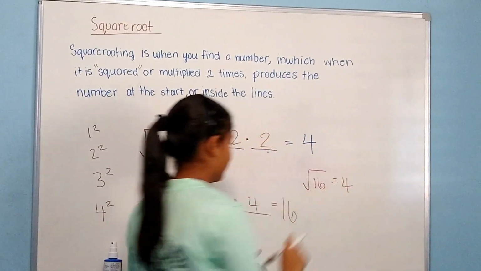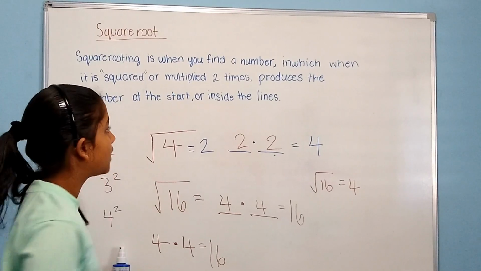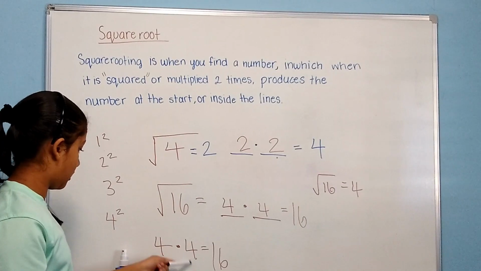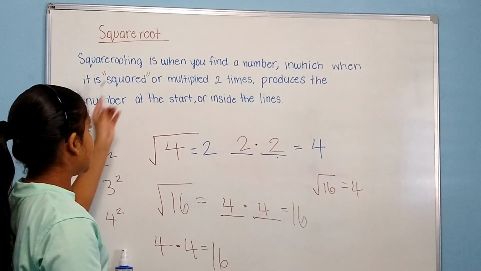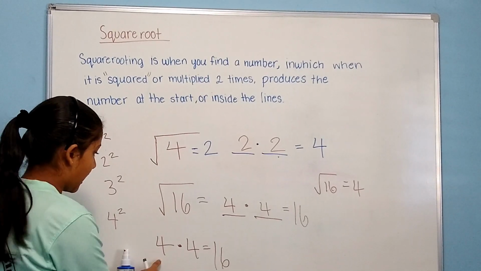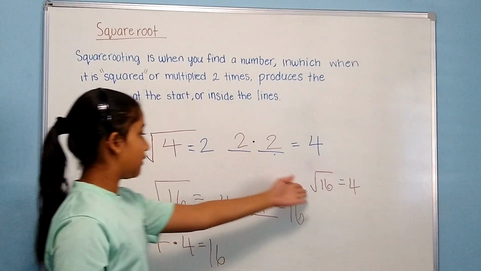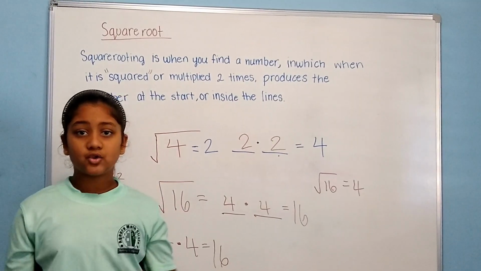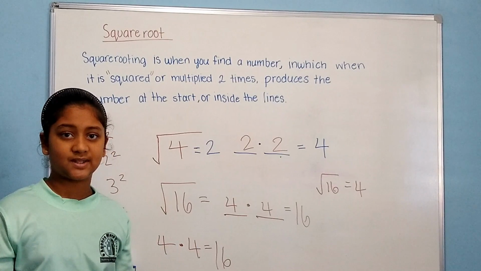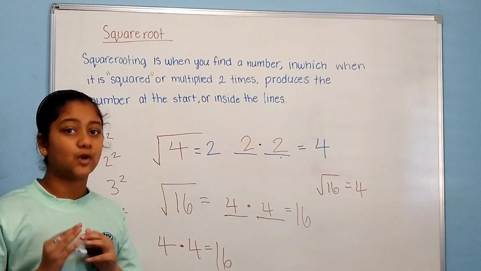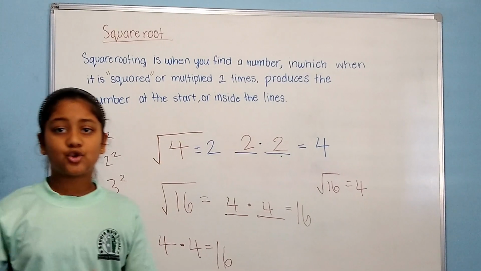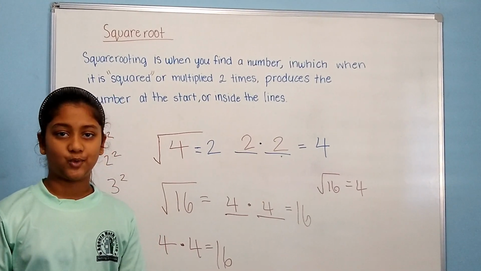And let's make sure that this follows the criteria again. It needs to be multiplied by itself 2 times, or squared, which we have done. And it needs to produce the number inside the lines, or what was at the start. And it does. So we know that the square root of 16 is 4. So now that you have an idea of what square root is, I just want to say, if you guys do not understand, make sure to rewind the video and look at this lesson. So that's basically how you solve square roots.